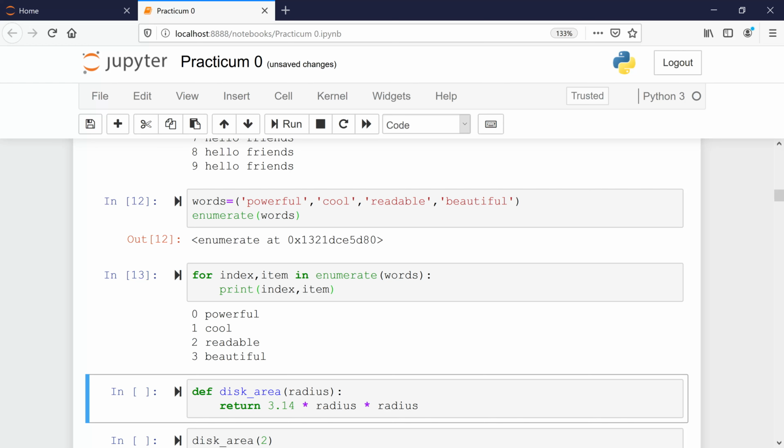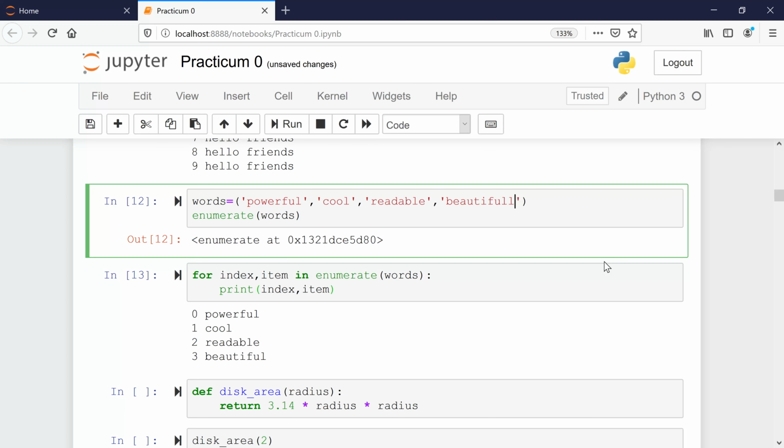Maybe I need to add an L. I don't know, maybe it's beautiful with a double L. I don't know, you check it. Now, okay, this is the basics of loops. Of course, there are other things, but in this quick introduction, I don't have time to cover everything, because it's an overview.